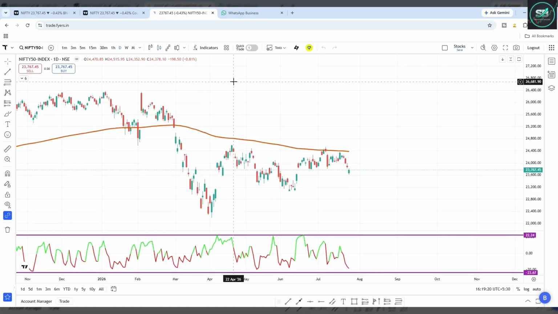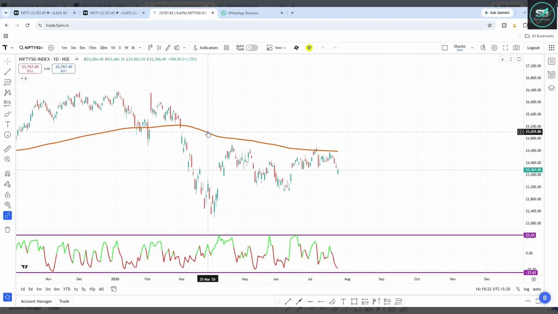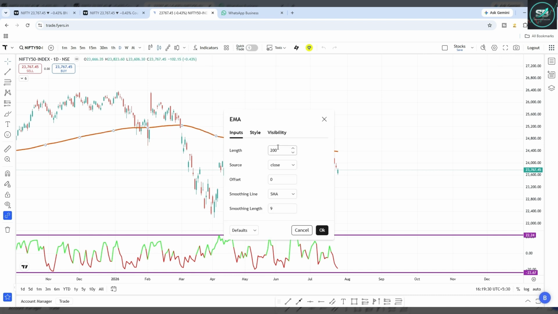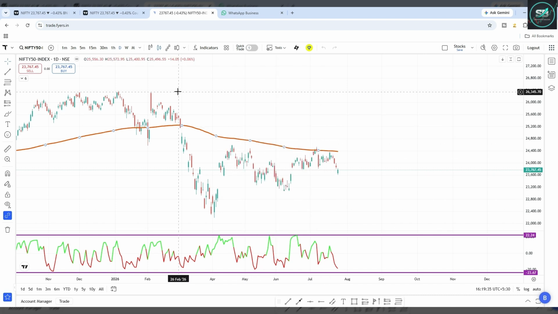So now I'm coming back to this chart. On this chart, you see only one indicator, which is the exponential moving average, the 200 EMA. This 200 EMA moving average is plotted on the chart here.